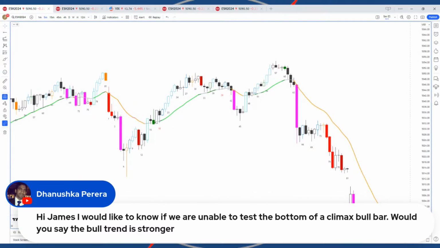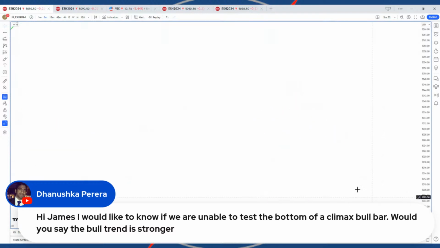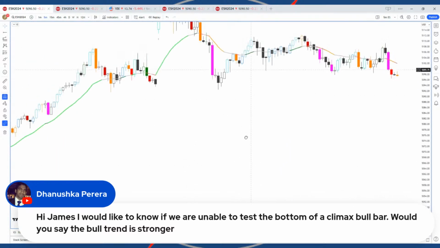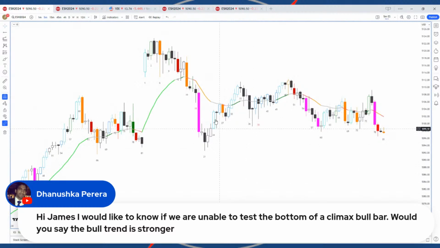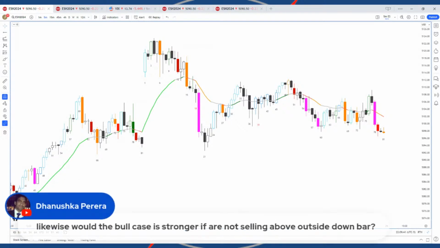But let's go back to today. So if a climax bar, or Friday rather, gets breakout and follow through, then I would say the bull trend is stronger.